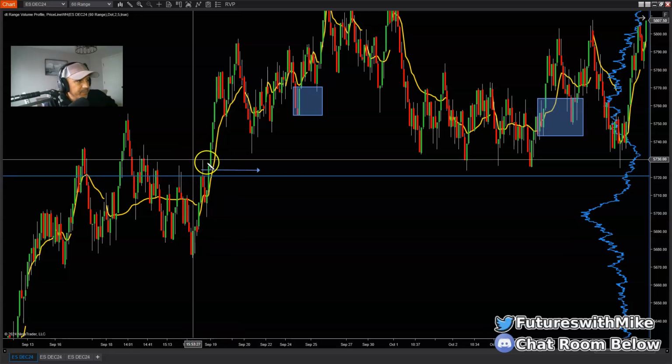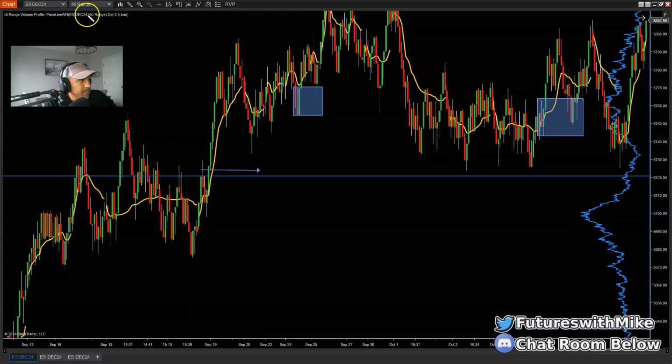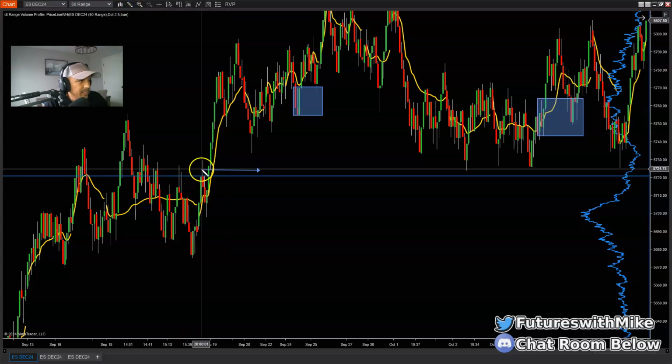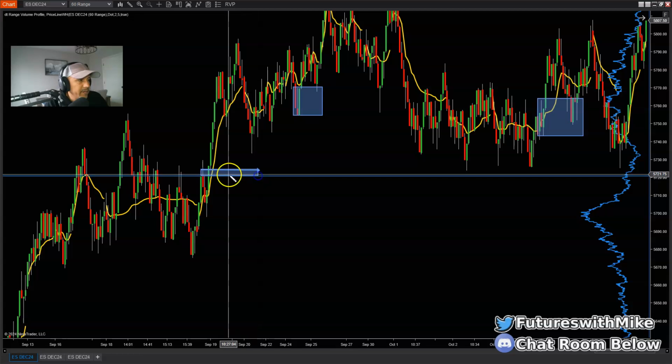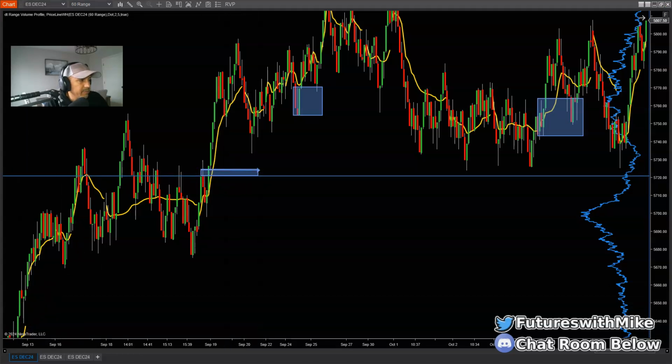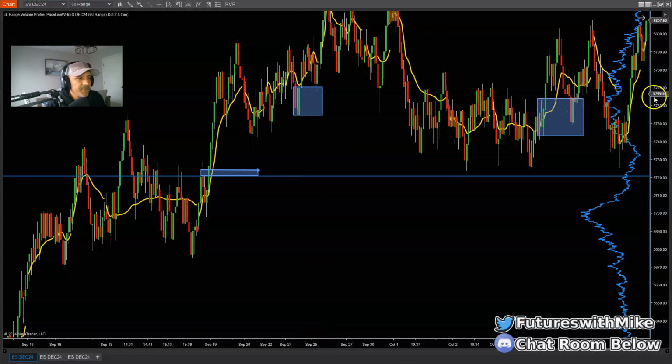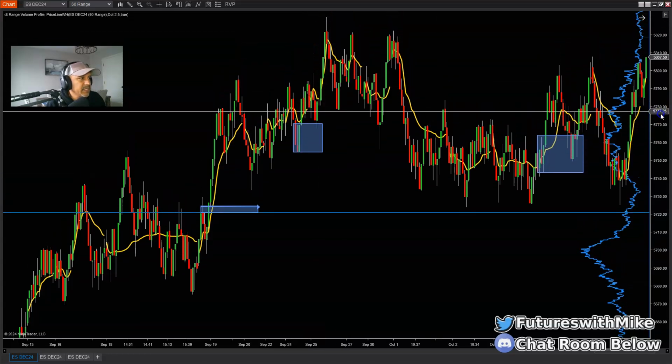Again, there's a gap right here in this area. So if I was to mark that off with a rectangle box, we can shade it in. There it is, small gap in between that area right there. Then the market moves higher, pulls back. We get a break of structure above. Let me move this down some so we can see.